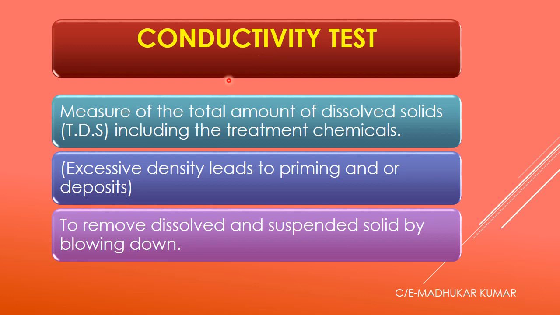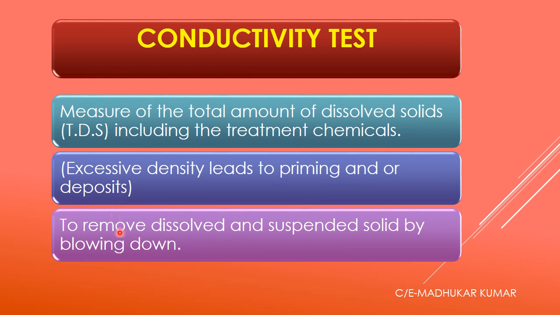Conductivity test is also very important. This measures the total amount of the dissolved solids or the solids which are present in the boiler water, which can create an effect on the boiler water conditions, including the treatment of the chemicals. Excess density leads to priming and deposits. Once the deposit and scale formations occur, more fuel is required, local overheating happens, and finally the failure of the tubes. All this is there.